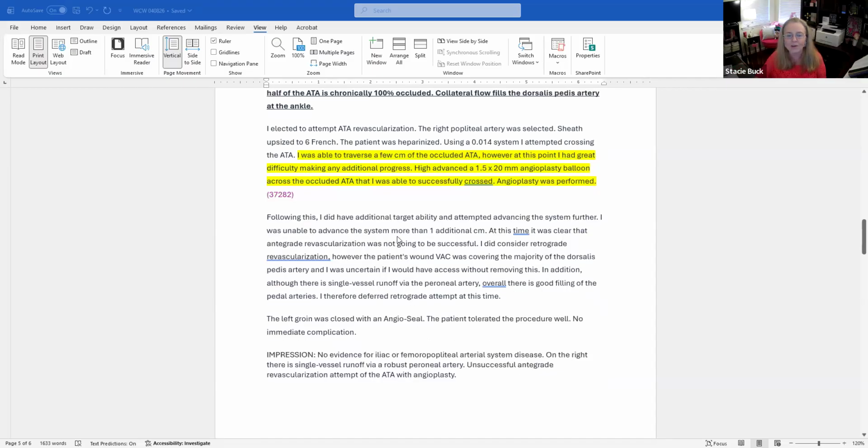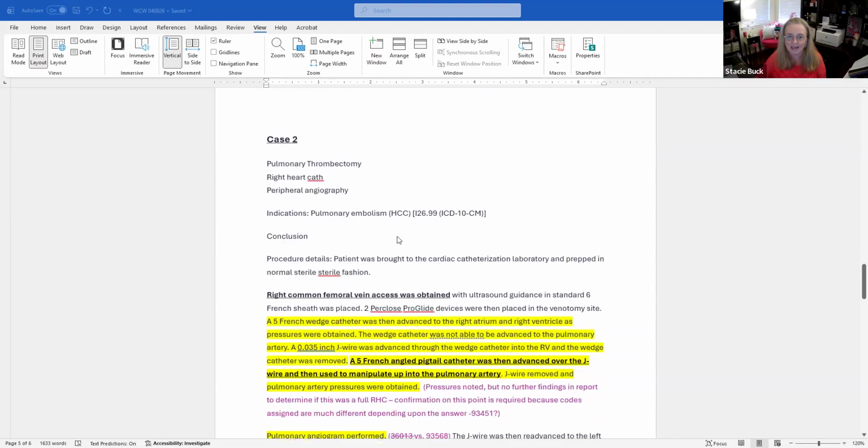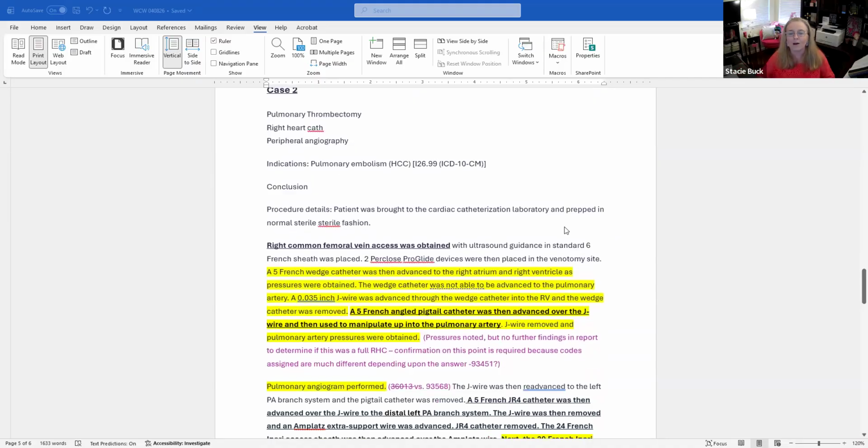Okay, so now I'm going to jump down to the second case, and this is the one that I had to read through multiple times. I had to dissect it and figure out exactly what work was being done, through which accesses the work was being done. And depending upon how you're reading this report, you can end up with two different sets of codes. So at the top of this case, it says pulmonary thrombectomy, right heart cath, and peripheral angiography. Those are the three main procedures that we are looking at here.